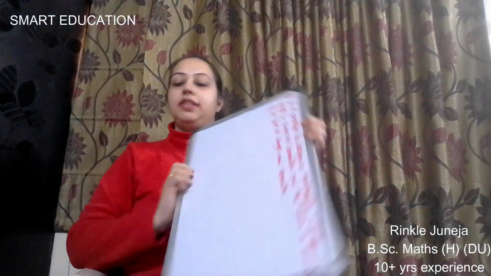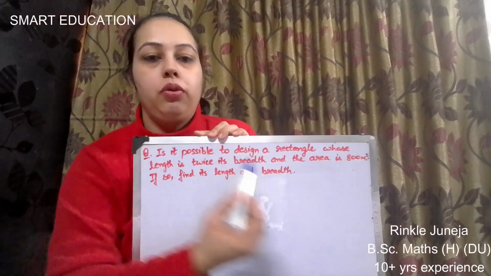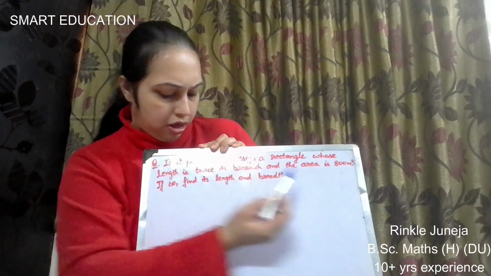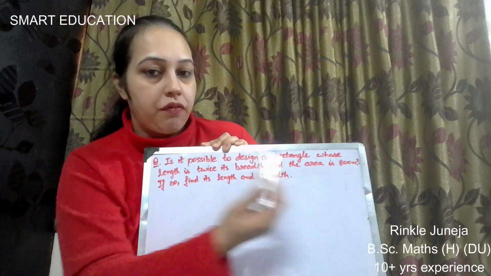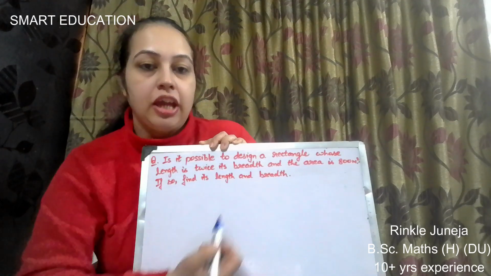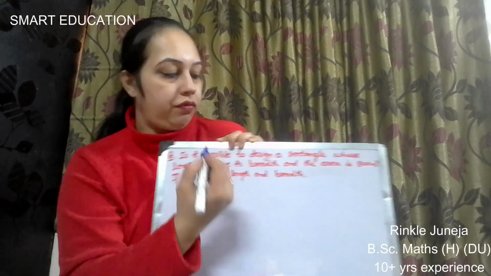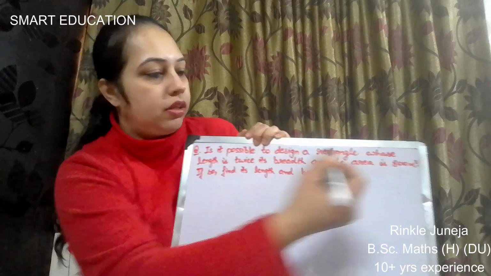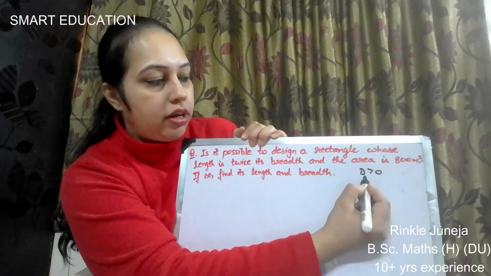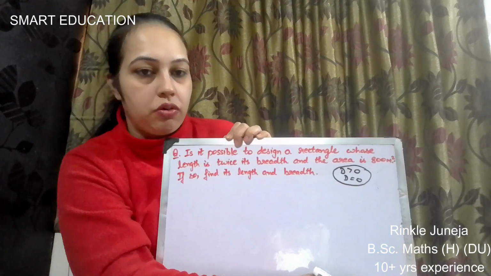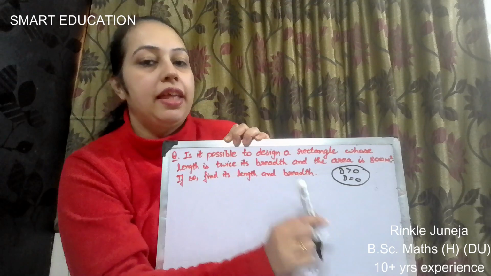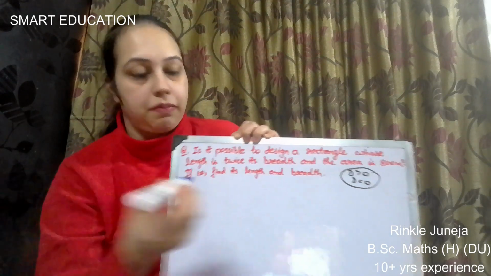Now let's try and solve a real life problem based on the discriminant in the quadratic formula. The question says, is it possible to design a rectangle whose length is twice its breadth and the area is 800 meter square? If yes, then find its length and breadth. Now, how do we know whether it is possible or not? If we get our discriminant either greater than 0 or equal to 0, then we get the real roots. That means if our discriminant is either greater than 0 or equal to 0, then we can say that it is possible. Now let's find the discriminant.